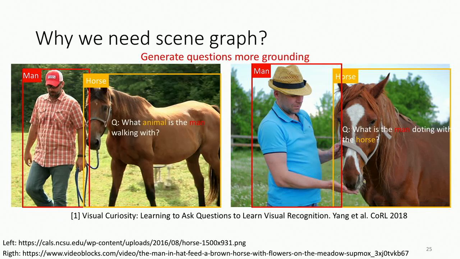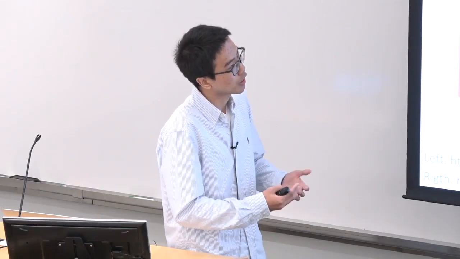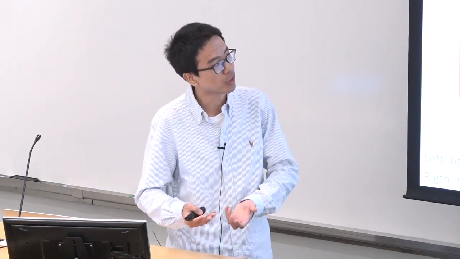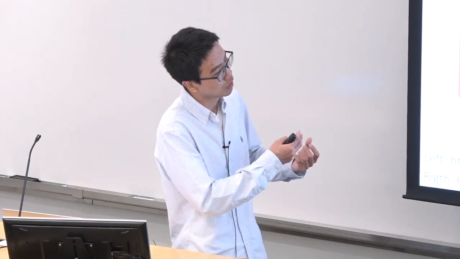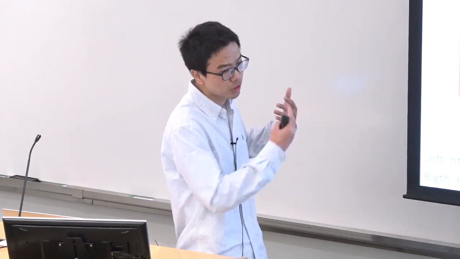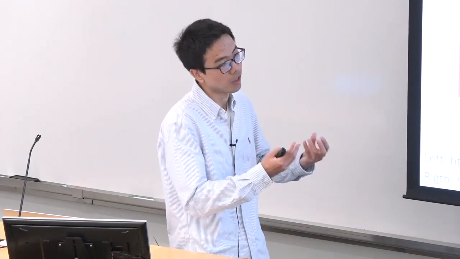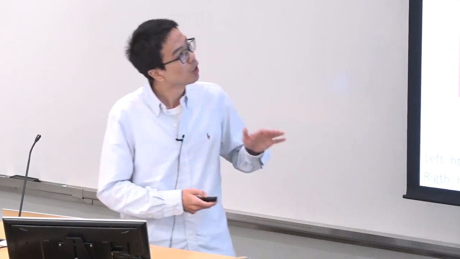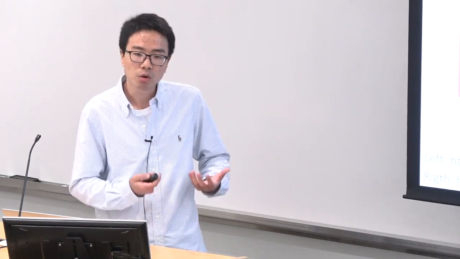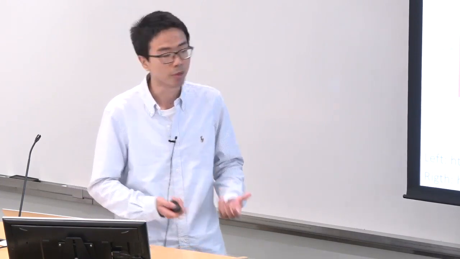If we know there is an object, a man, and there is an animal, but we do not know the category of the animal, but we know the relationship between them is walking, then we can ask: what animal is the man walking with? Maybe there is another horse on the left side, but there is no relationship between them, like walking. So this kind of question generation will benefit from this structural understanding of the image.